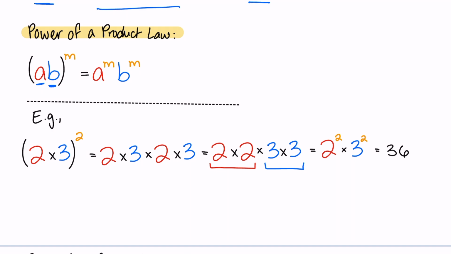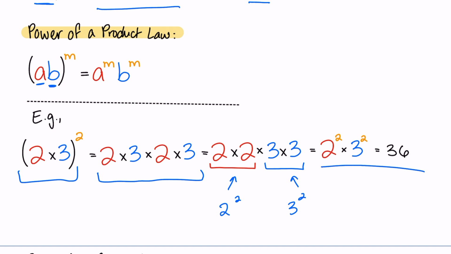Another way we can explain this is by rewriting this expression as 2 times 3 times another 2 times 3. And when we rearrange these numbers, we end up with 2 times 2 and 3 times 3, which we're able to rewrite as 2 to the power of 2 times 3 to the power of 2, giving us the same answer.